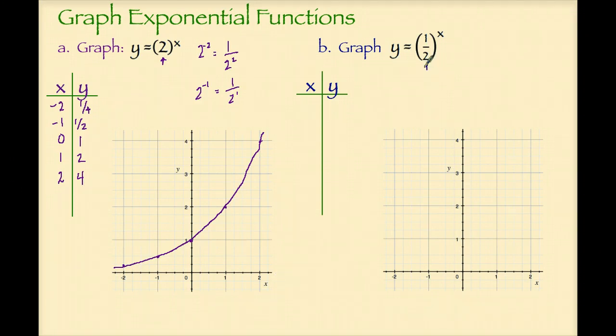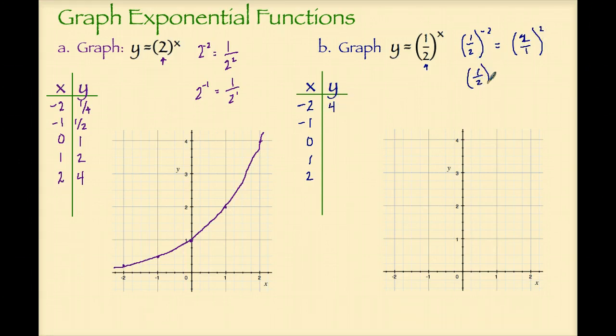Notice here that b is between 1 and 0, so we're going to have a decay function. Let's use the same x values and plot some points. This is going to be 1/2 to the -2, and we need to remember that the negative flips the fraction, so this really becomes 2 over 1 squared. 2 squared, of course, is 4.